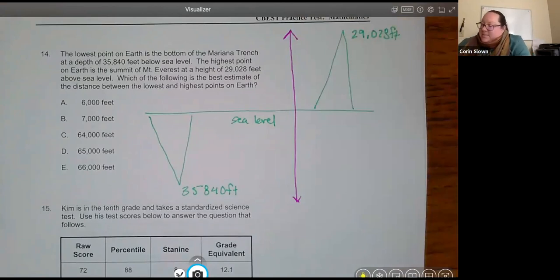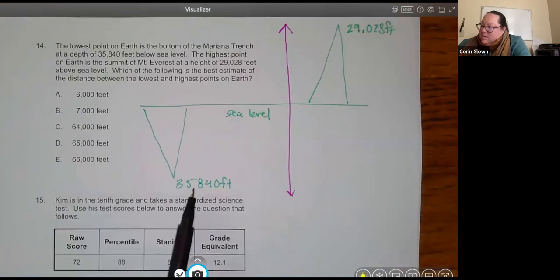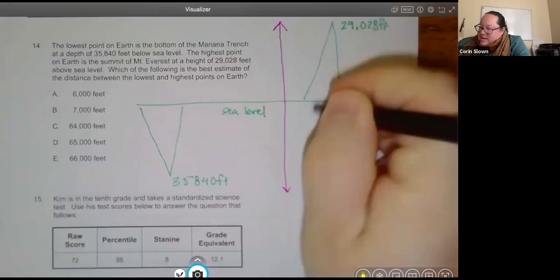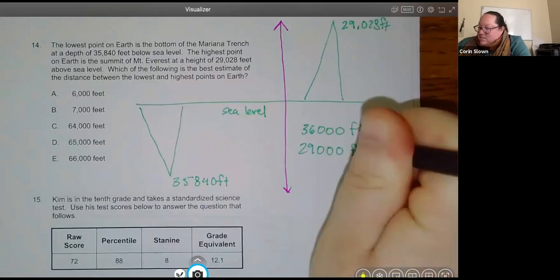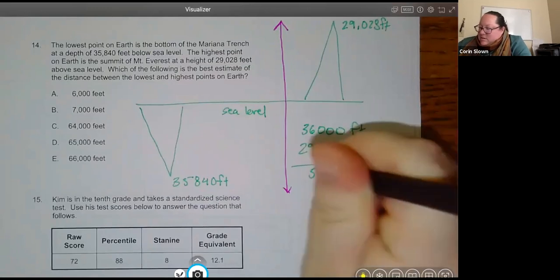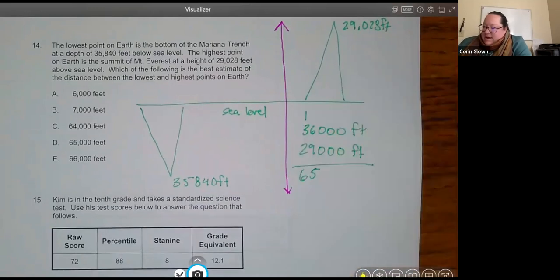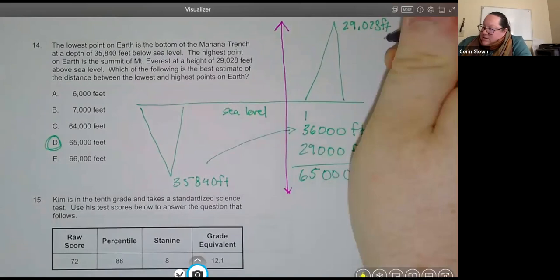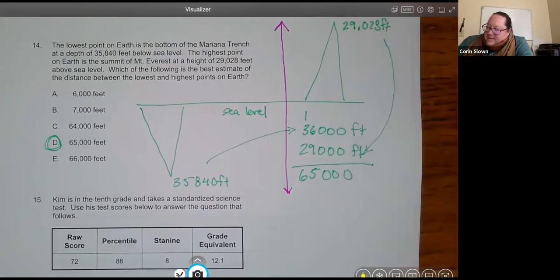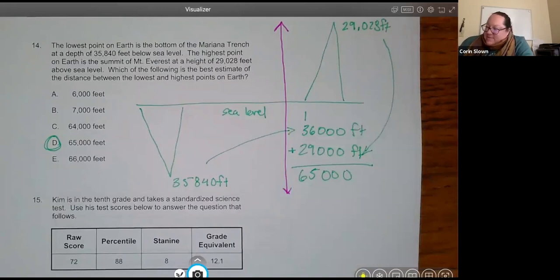But I'm going to do an estimate here. So because we ignore the places here, I'm going to round this up and say, okay, I have 36,000 feet plus 29,000 feet. 5, 1. And so I have 65,000 feet. And so if I'm thinking about that, I can use estimation to round. I'm going to round up to get this number, and I'm going to round down to get this number. And then when I add them together, that's what's going to give me 65,000.